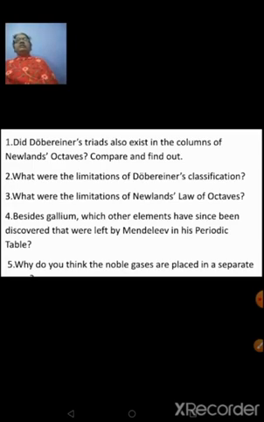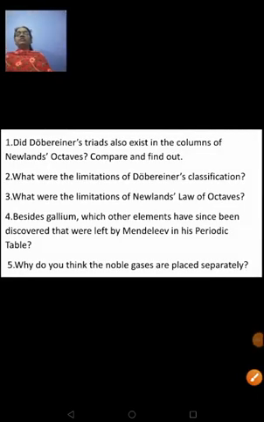Here I have given certain important questions which you should be thorough of, and I'm sure all the answers to these questions were discussed in the earlier sessions when I was doing the revision for this particular lesson, that is periodic classification of elements. Did Dobereiner's triads also exist in the columns of Newlands' octaves? Compare and find out. Yes, this set was already found in Newlands' table also, that is lithium, sodium and potassium. They were also found in the column of Newlands' octaves.